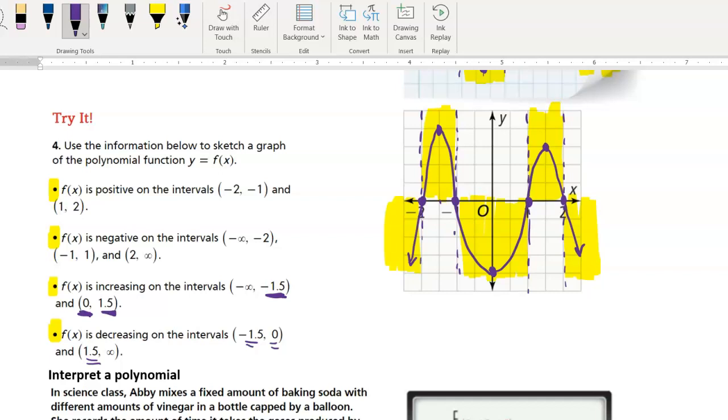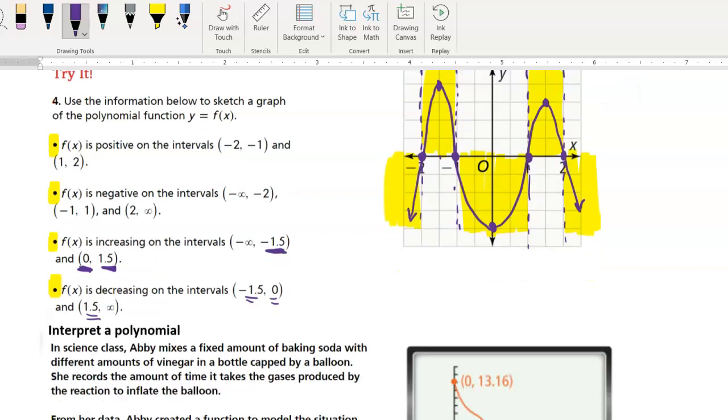And then you'd have your turning points, which if you notice are the same for where it's decreasing. You can do the same thing. Negative 1.5, 0, and 1.5 are the same exact values. So those basically just establish that those are in fact your turning points. And that would be a sketch of the graph.